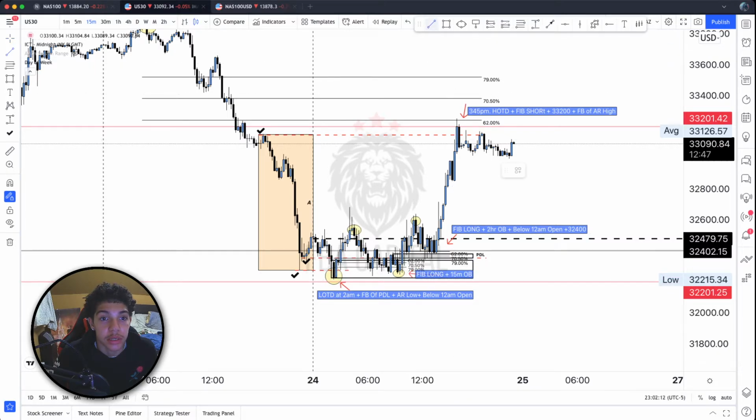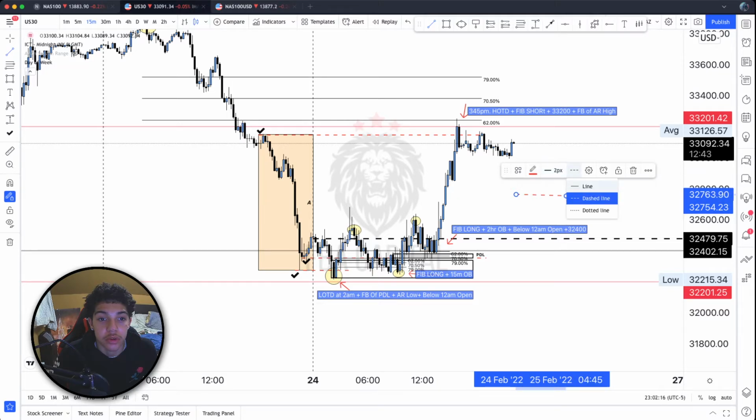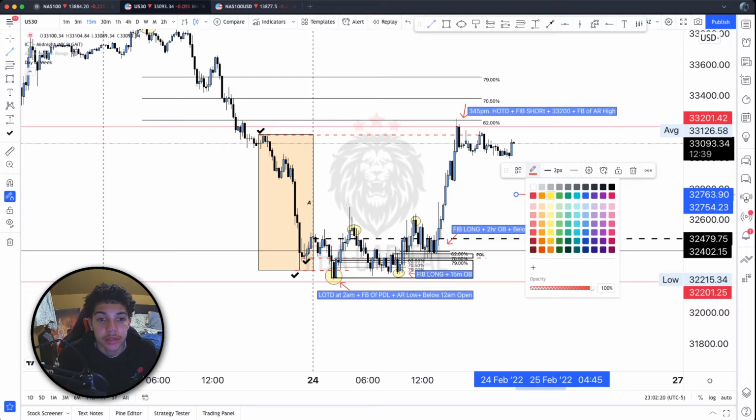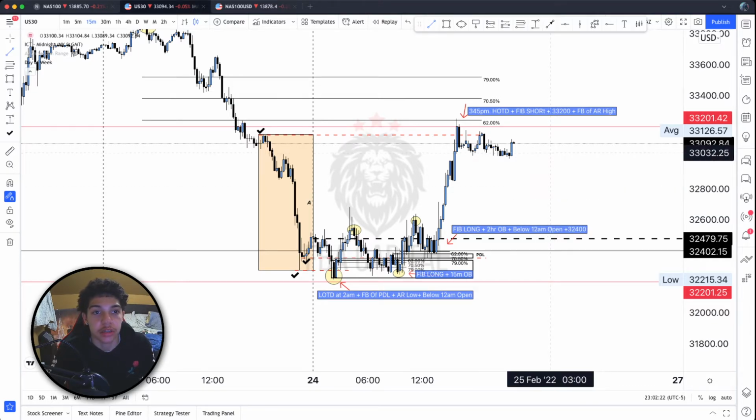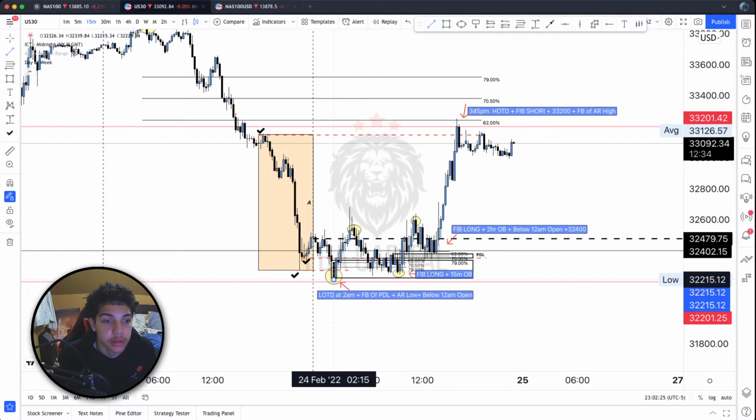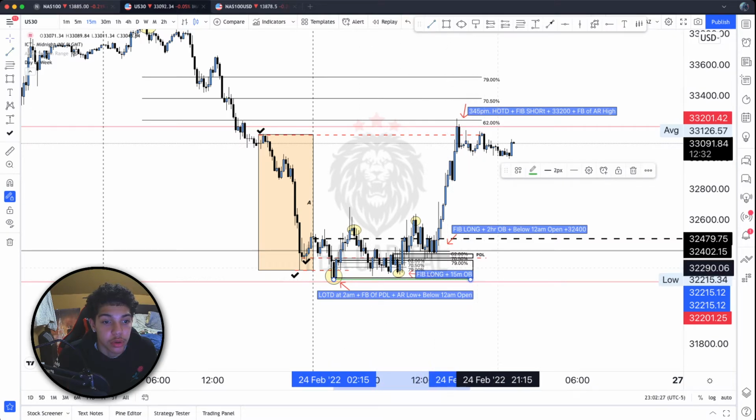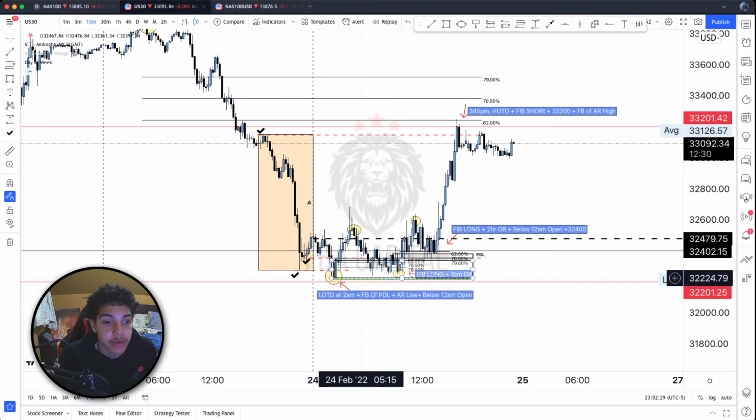So let me get this. I'm going to do this, just create it. I'm going to do a regular line and I'll make it green just so you guys can see it. So from this low here, this is the low of the day. Pull it over, price never came below it. Never came below it. And there's a reason, because this low was premeditated.